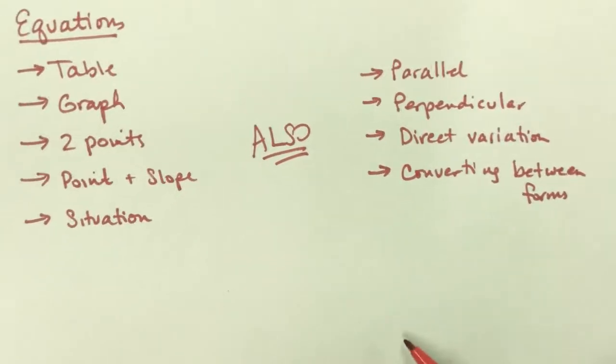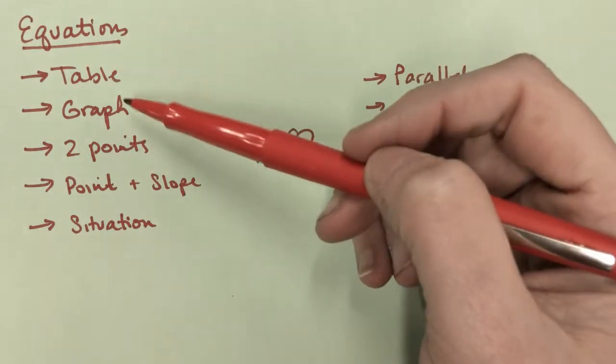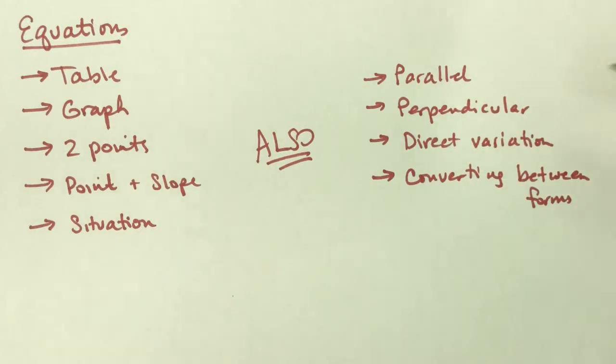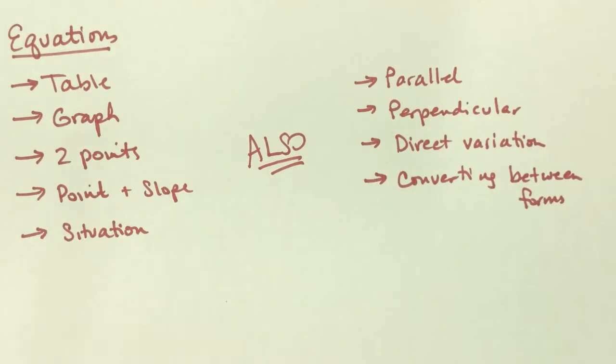There's 8 questions. And these are what they're going to be asking you, okay? So they're going to be asking you to write equations from tables, graphs, 2 points, point in the slope, and a situation. They're also going to be asking you about parallel and perpendicular lines, direct variation, and converting between forms. So I'm going to go through some of these problems with you to kind of try to give you tips on what you might see.